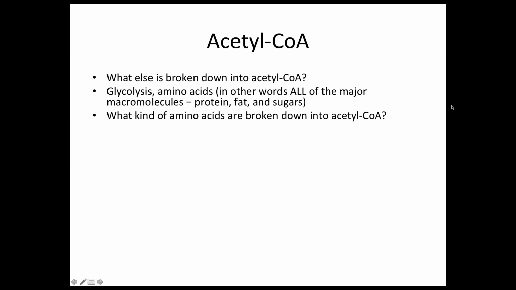Interesting. Julie, so what kind of amino acids would be broken down into acetyl-CoA? The kind that are ketogenic. Ketogenic, exactly. And what is ketogenic? That means that they can be broken down all the way up to acetyl-CoA and can produce ketone bodies. Yeah, exactly, right? So this is why it's called ketogenic, because you can make a ketone body.